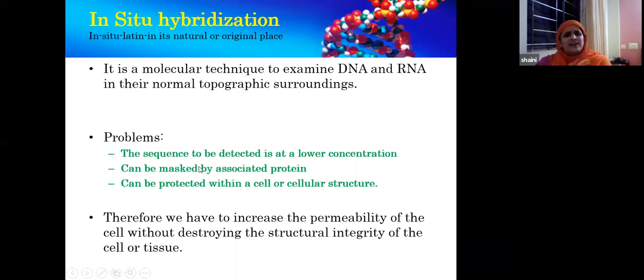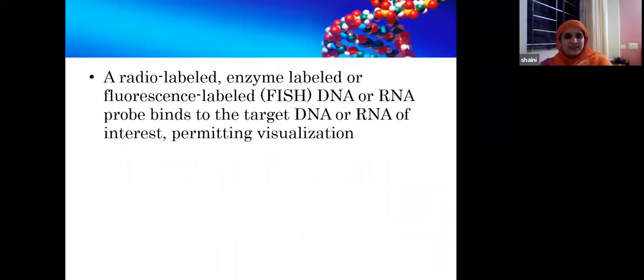Unlike PCR techniques, where we are totally lysing the cell wall, cell membrane, and nuclear membrane, discarding the cytoplasm, and extracting the pure DNA or RNA, here everything is kept intact. The tissue architecture is kept intact, but on top of that, we have to unmask the necessary nucleotide sequence, which is done with things like proteinase.